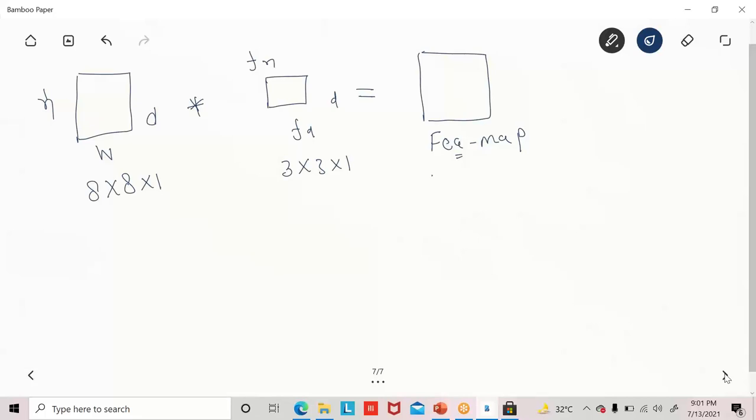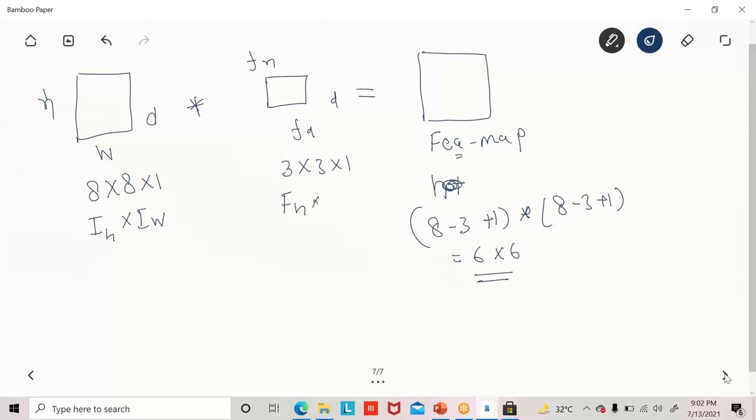Simply, we can say 8 minus 3 plus 1, multiplied by 8 minus 3 plus 1. So 8 minus 3 is 5, plus 1 is 6, so 6x6. We can relate this to a formula. Let us take input height, input width, and leave the channel aside, and filter height and filter width. The output is: input height minus filter height plus 1, multiplied by input width minus filter width plus 1.